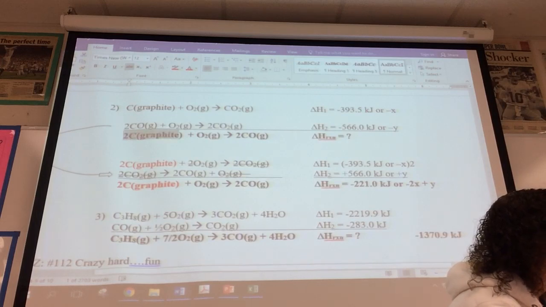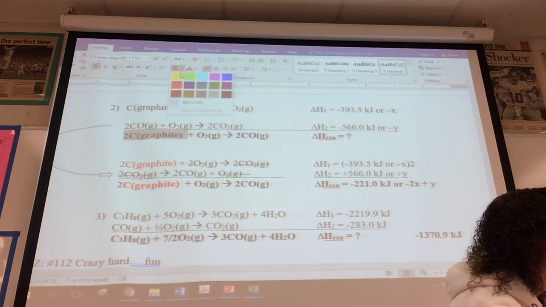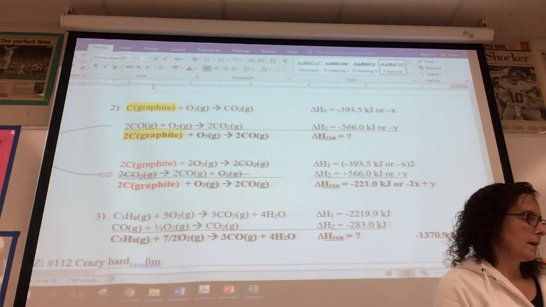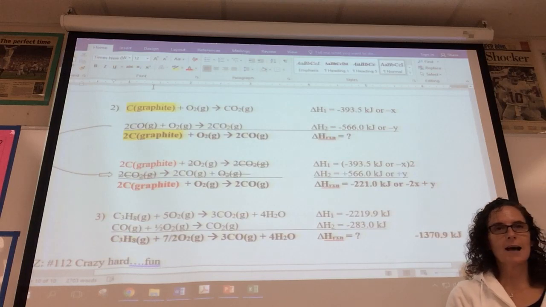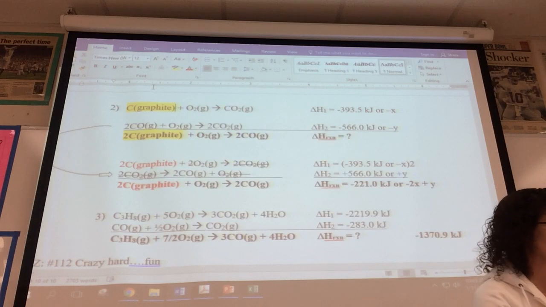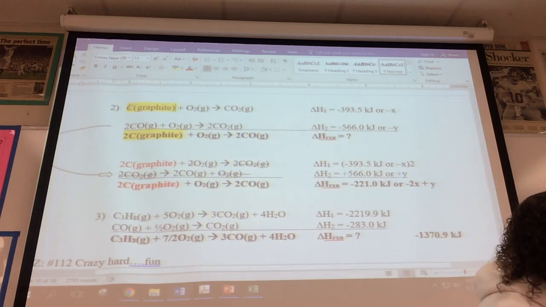On number 2, I look at the first reactant. I see 2 moles of carbon as graphite. I see it right here. It's a reactant, which is a good sign, but what do I need to multiply that equation by? 2. When I multiply that equation, I put a coefficient of 2, 2, 2, and I multiply the delta H by 2, whatever the delta H may be.